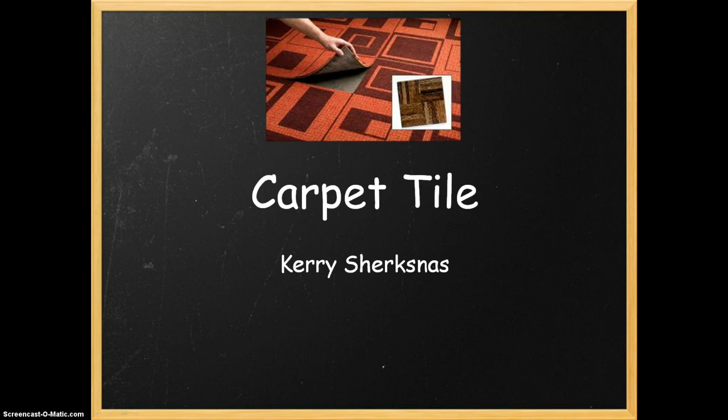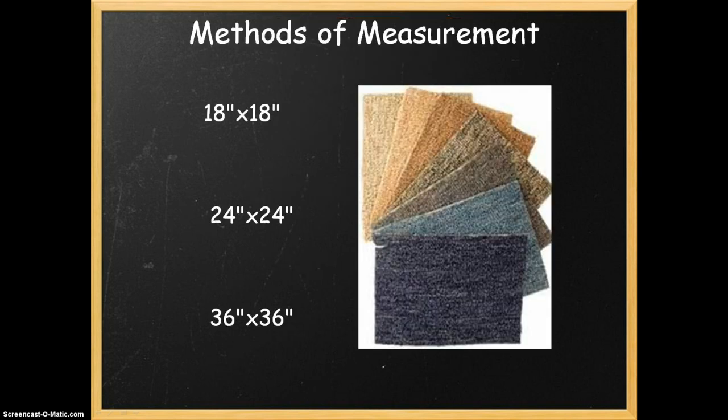The definition of carpet tile is a flooring tile made from a stiff-backed carpet material. Next, I'll go through the methods of measurement for carpet tile, and the 3 standard sizes that they have are 18 inch by 18 inch, 24 inch by 24 inch, and 36 inch by 36 inch.